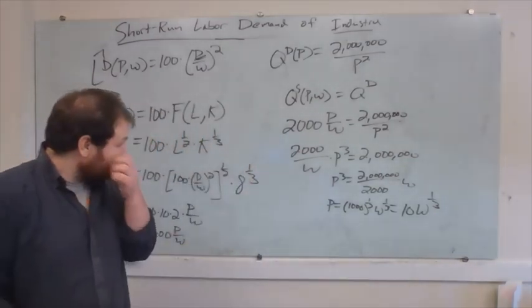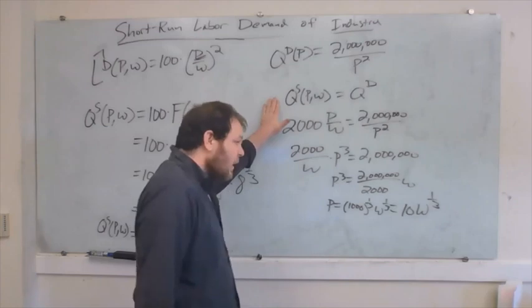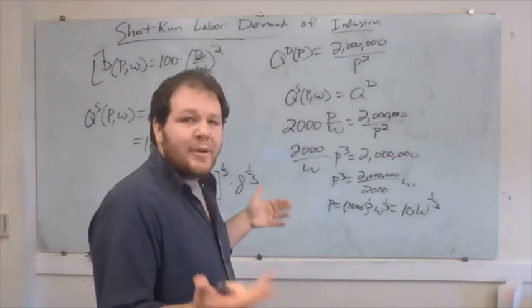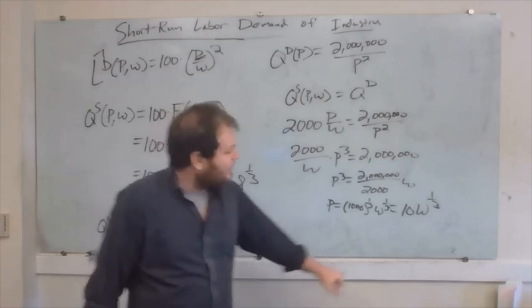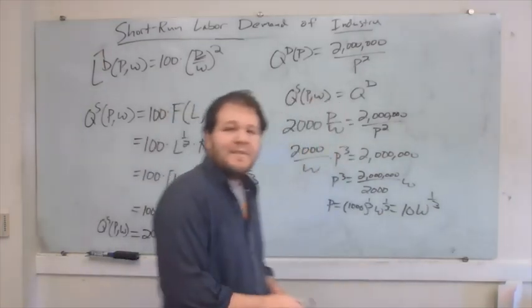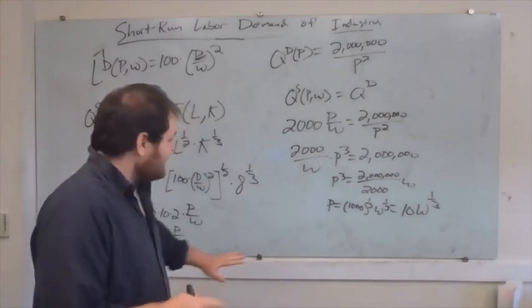What's this telling us? It's telling us that the higher the wage is, the fewer strawberries are going to be grown. As a result, the higher the price of strawberries is going to be. At any given wage, we can find out the price of strawberries by just multiplying the wage rate to the 1/3 times 10. Awesome.